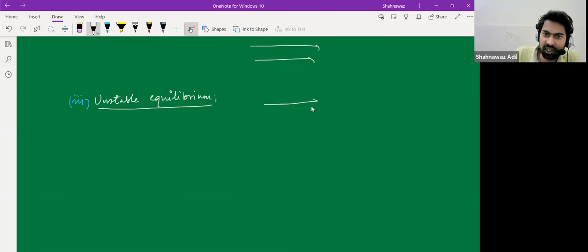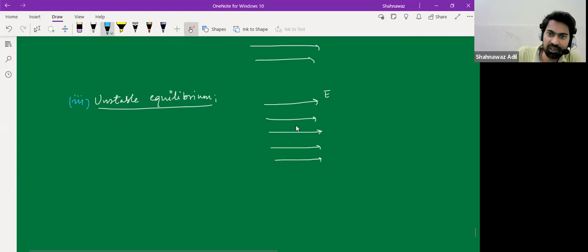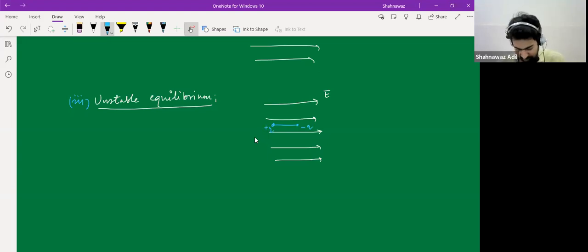Okay, you have this uniform electric field, and the dipole is placed like this. So this is minus q and this is plus q. So what would be the direction of the dipole moment, Saad? Right, left, up or down? Yes, Saad. What would be the direction of the dipole moment?